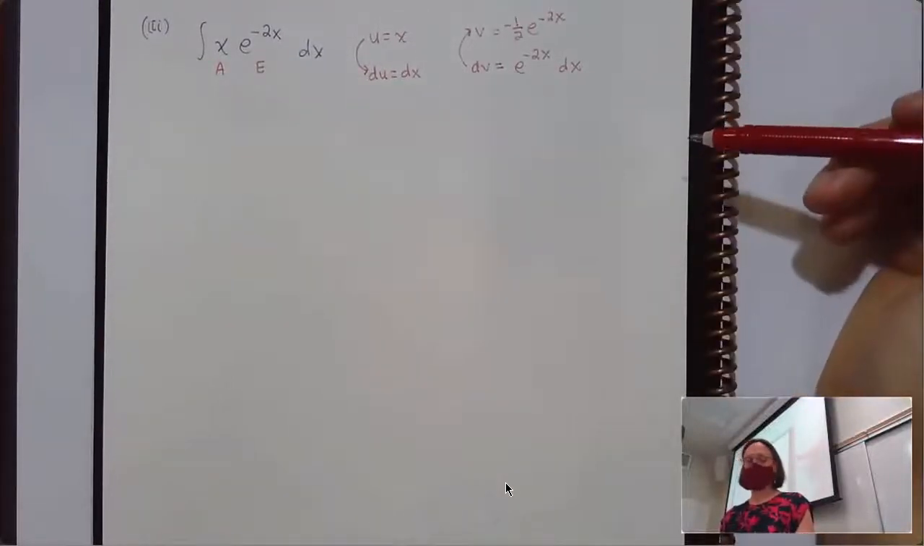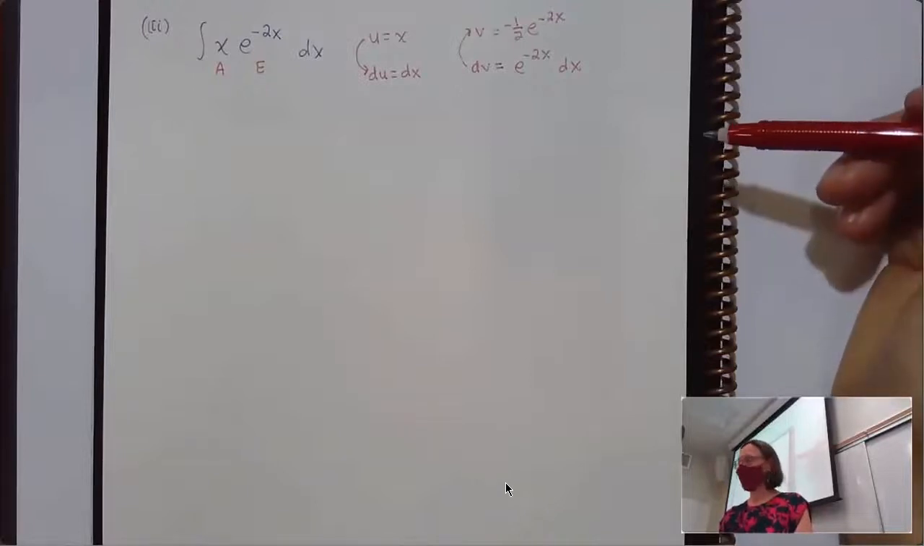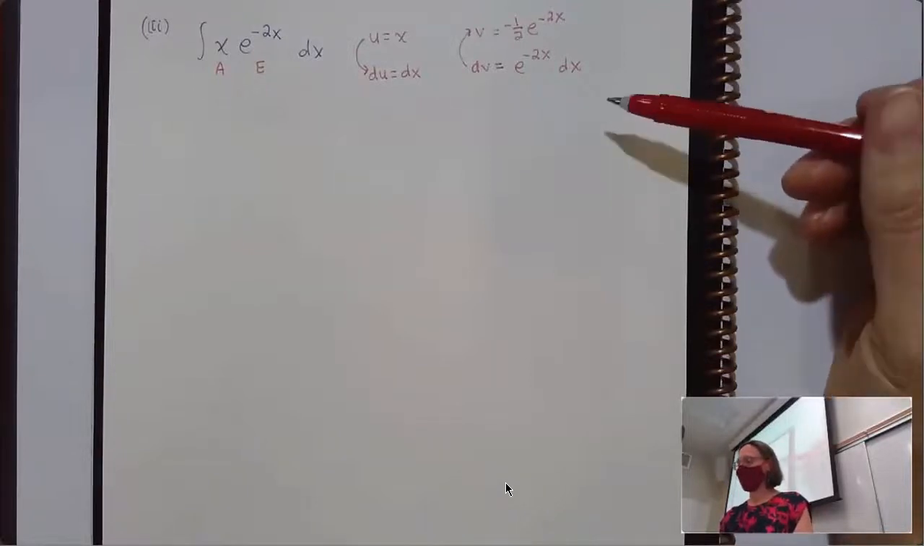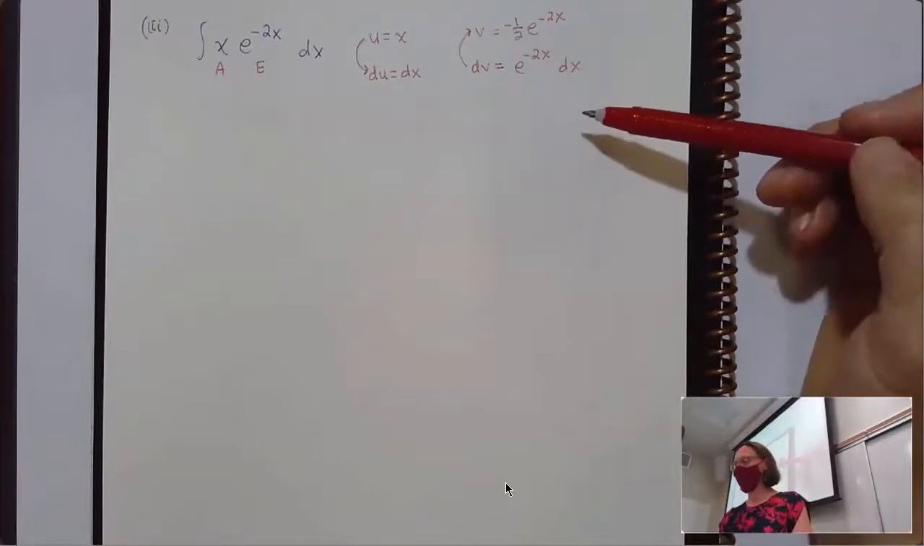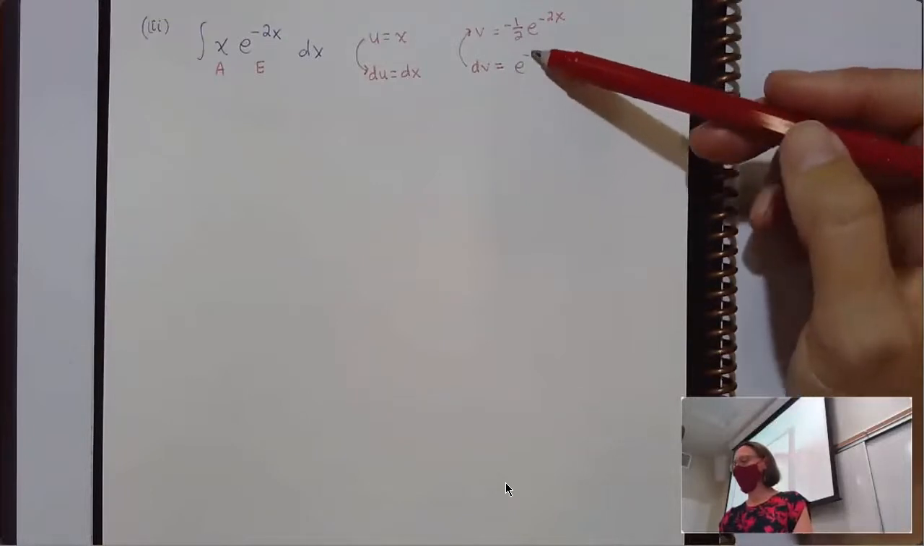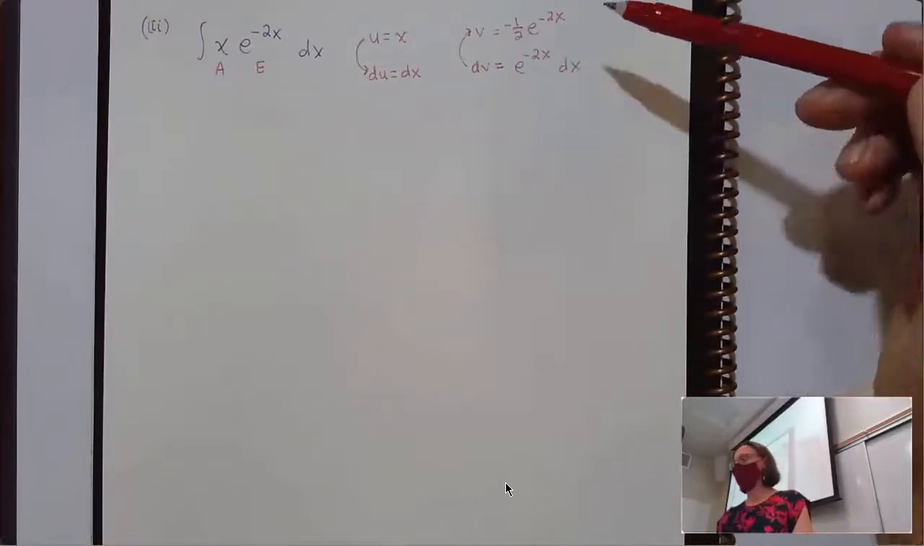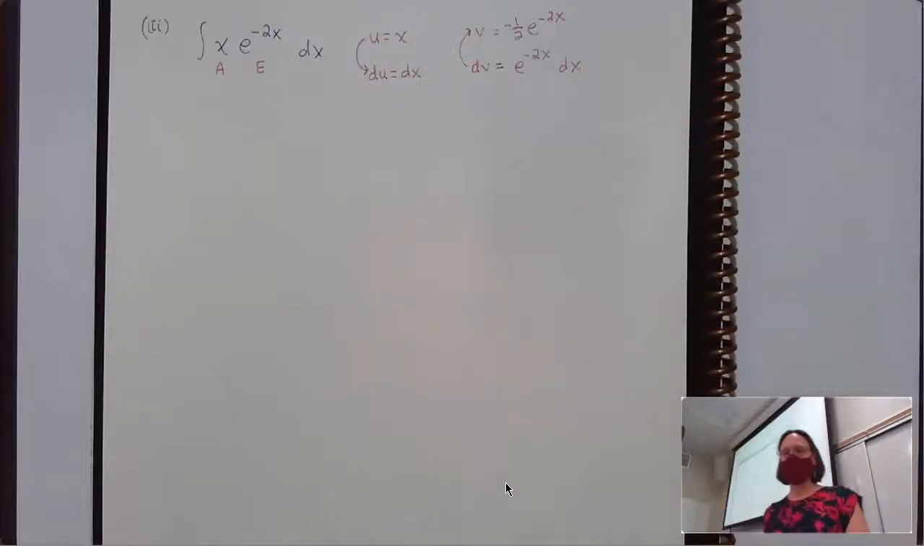This guy shows up a lot, so it's kind of like I'm doing a mini u substitution with u being the negative 2x. So I end up with a negative 1/2 when we solve for du. Okay, got a request to show that.